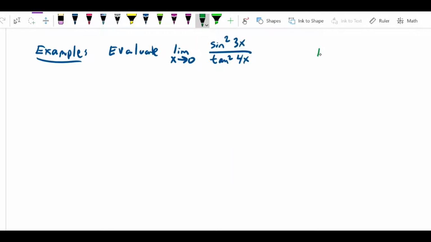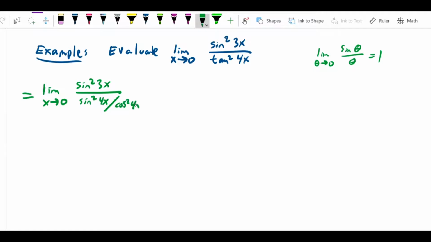I'll just put up here again, we know that the limit as theta approaches 0 of sine theta over theta is equal to 1. So we're going to try to use that fact here. So let's rewrite this a little bit. The key to understanding how to use tan in these limits is to realize that tangent is sine over cosine, and usually when you unpack it that way, some strategies will appear. So this is going to equal the limit as x approaches 0 of sine squared 3x over tangent squared 4x. I'm going to rewrite as sine squared 4x over cosine squared 4x.